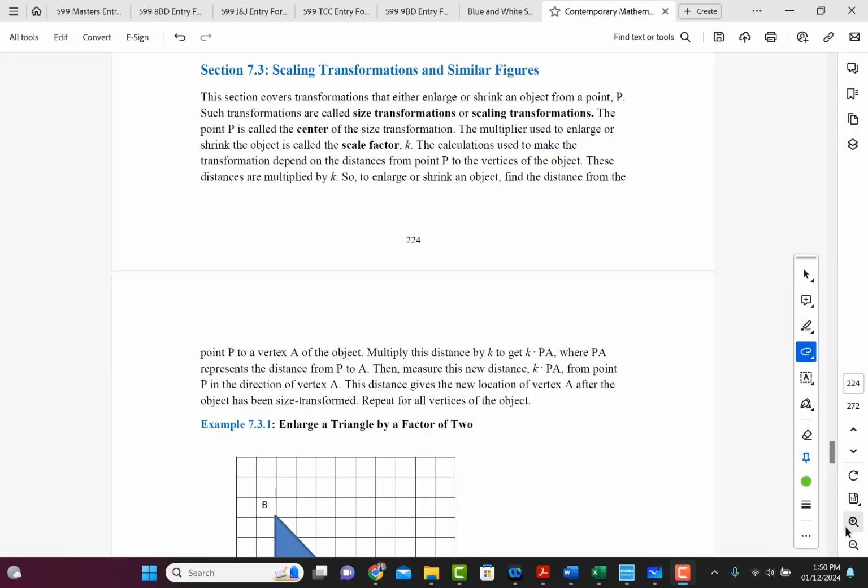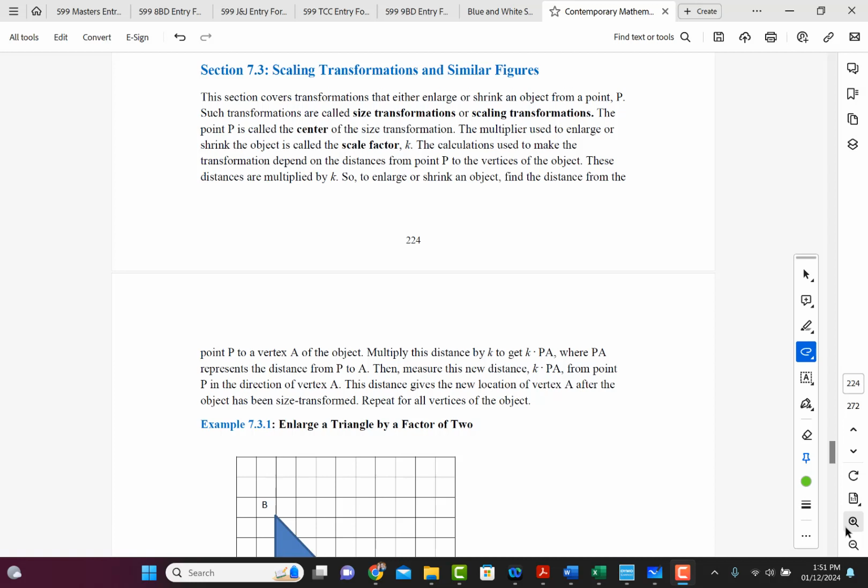All right, let's talk about scaling transformations and similar figures. This section covers transformations that either enlarge or shrink an object from a point P. Such transformations are called size transformations or scaling transformations. The point P is called the center of the size transformation. The multiplier used to enlarge or shrink the object is called the scale factor K.